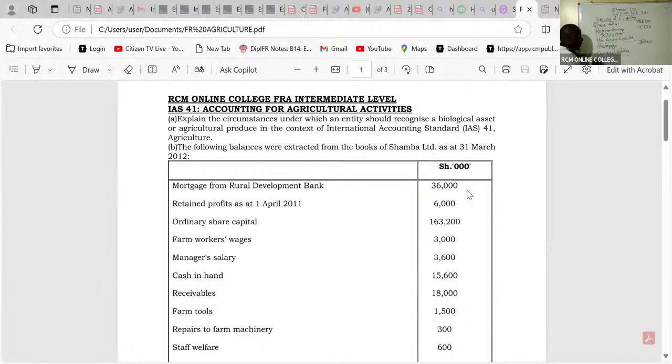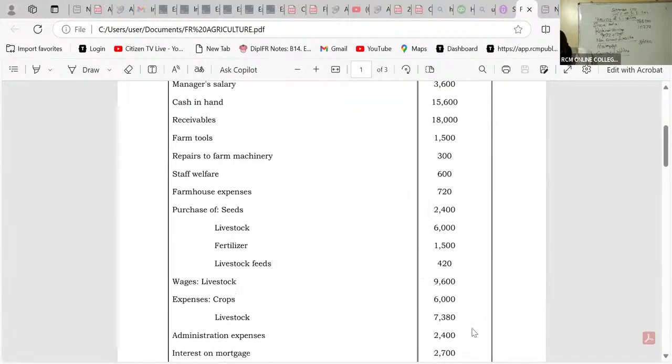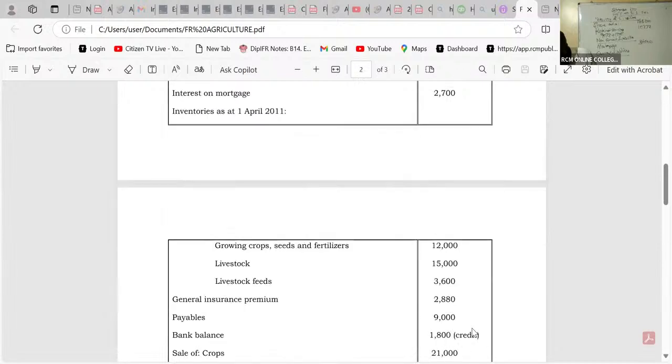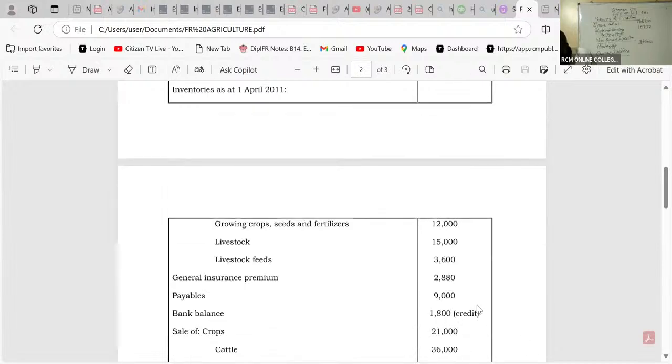So current liabilities, ladies and gentlemen, what do we have there? Very many. We have payables. Remember payables. If we simply come here, you will see a place where we have payables. Payables of how much? 9,000, isn't it? Payables of 9,000, right?